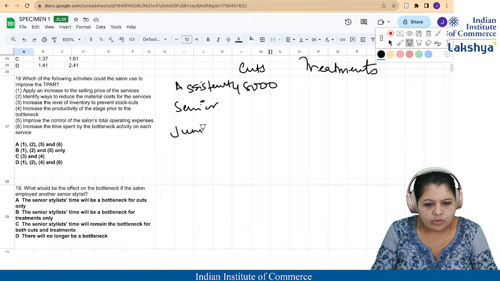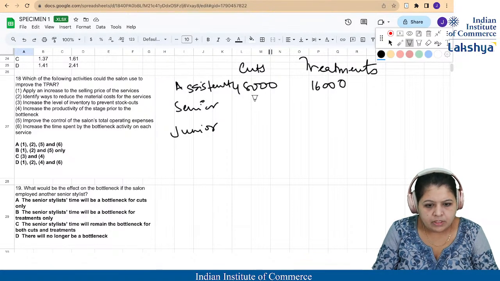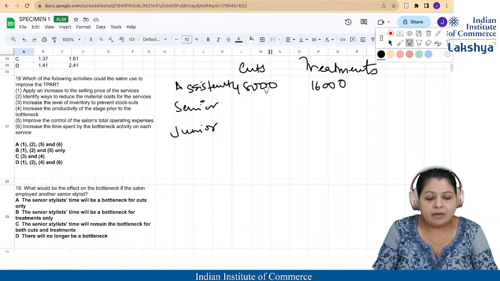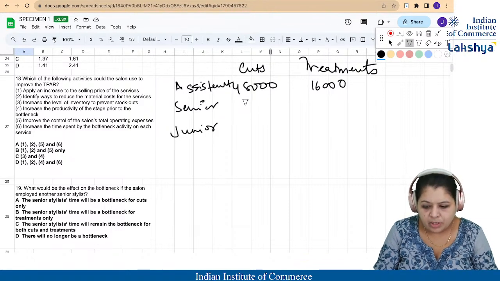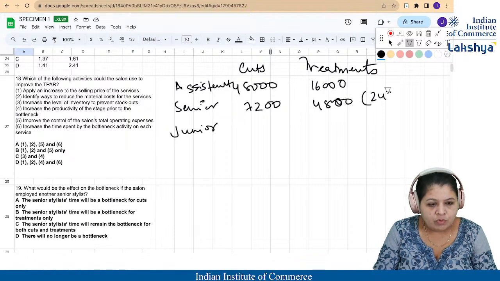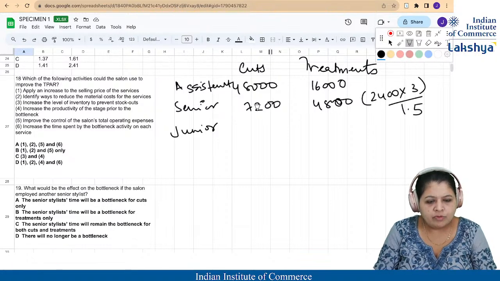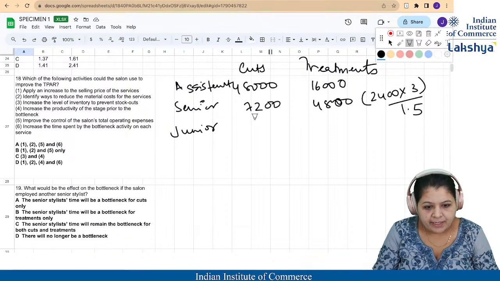And then there is a junior who is blow drying it, right? So 48,000 of that treatments would require 16,000 hours. Your senior would take like 1 hour, right? So, and you have got three seniors. So 2,400 into three, which is 7,200. Your treatments would be 4,800. How? Because it is 2,400 hours into three stylists divided by 1.5. The same logic I used for them and for the others also, right? And the junior, according to the time taken, it's 8,000 and 9,600.